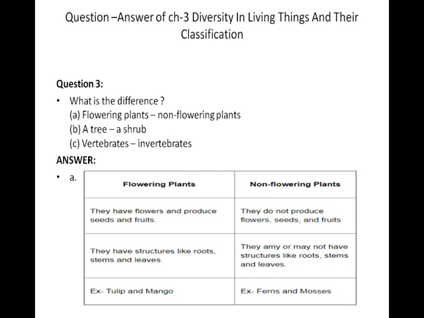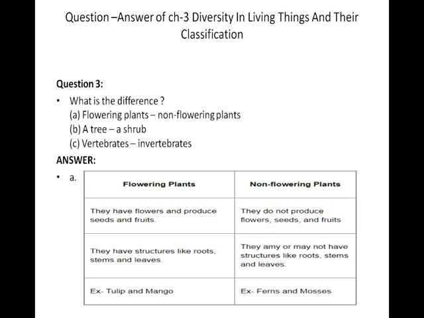Now question number 3, what is the difference between flowering plants and non-flowering plants, a tree and a shrub, and vertebrates and invertebrates? This is a very important question regarding your examination. This is the proper classification given between flowering plants and non-flowering plants. So they have flowers and produce seeds and fruits. Flowering plants, as the term itself defines, produce flowers, and if there is a flower, there will be production of seed and fruit too. Non-flowering plants do not produce flowers, seeds and fruits. If there is no flower, there is no formation of seed and no formation of fruit.